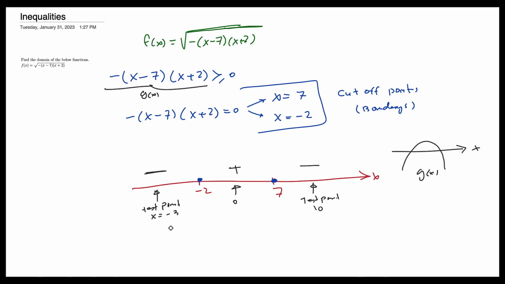So now that I found the sign, and I know that I want g of x to be bigger than or equal to 0, the result of that is negative 2 to 7, including the endpoints. So the domain of f is negative 2 to 7.